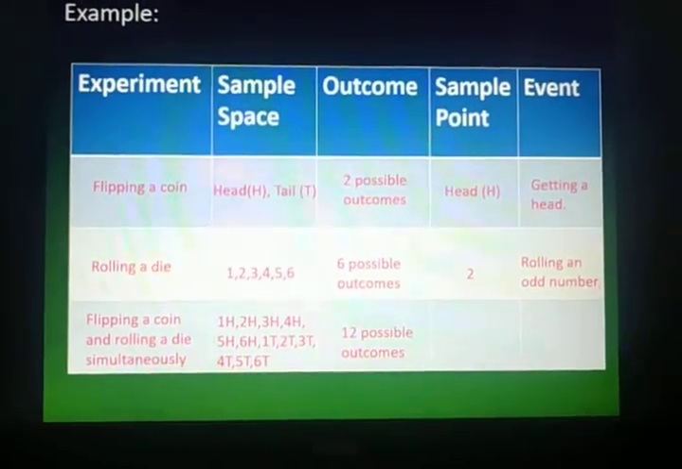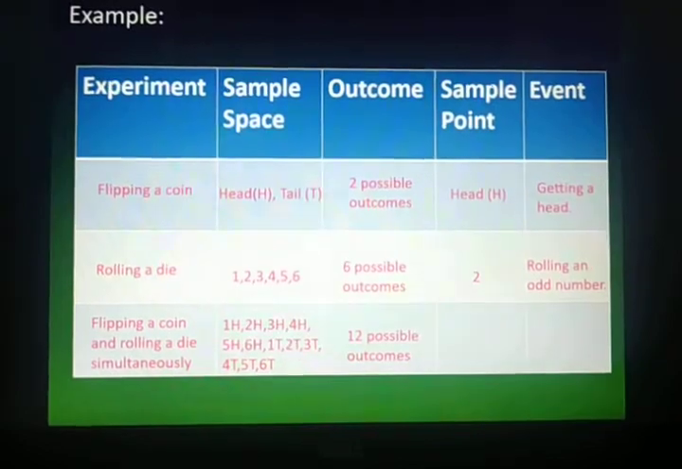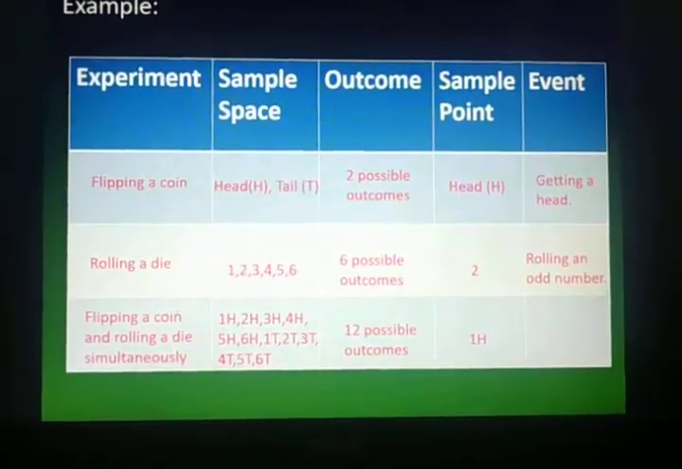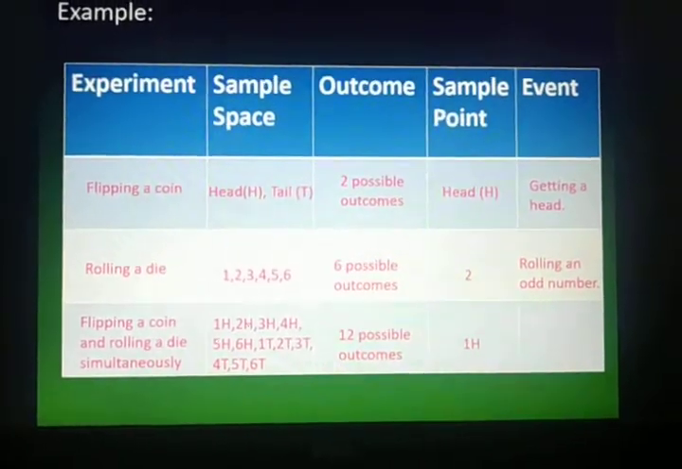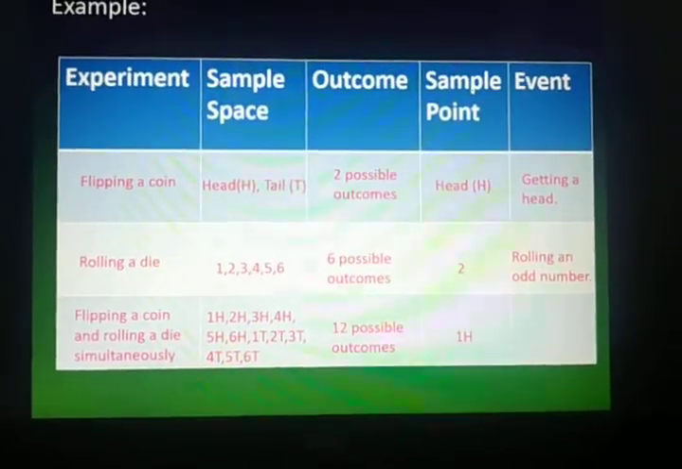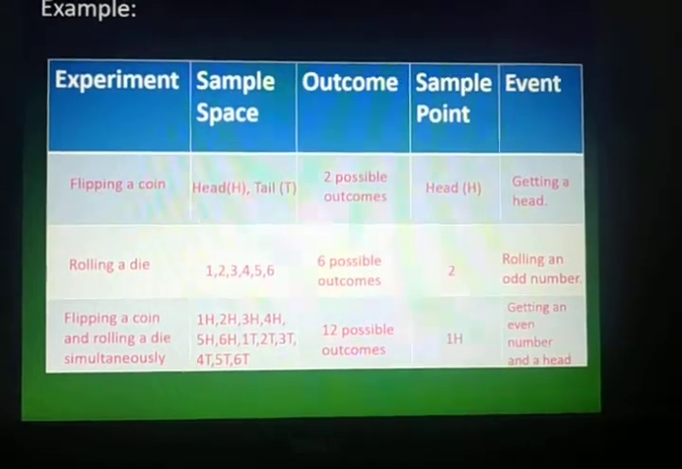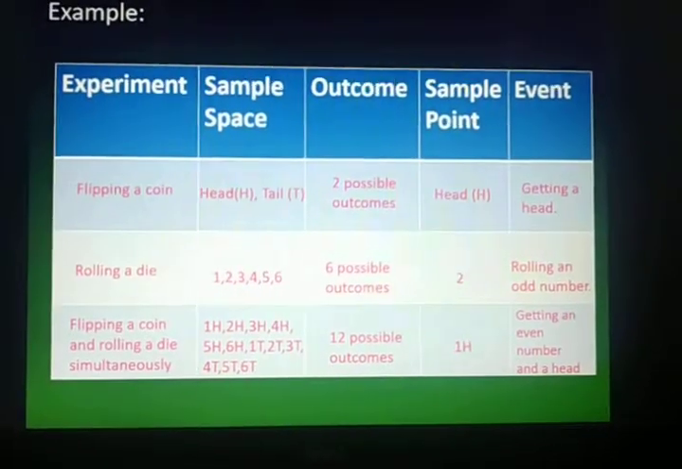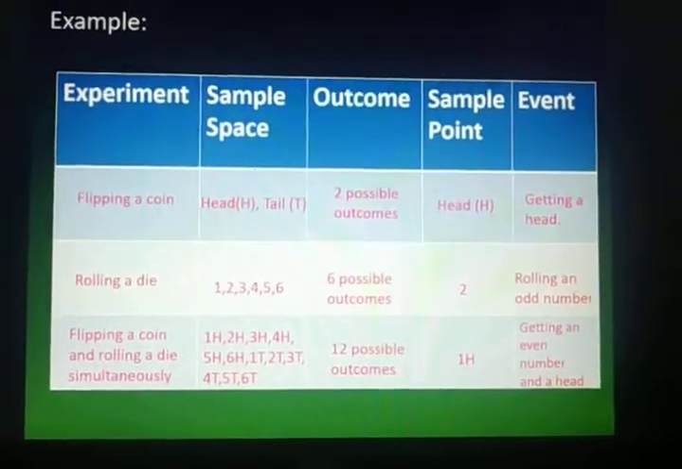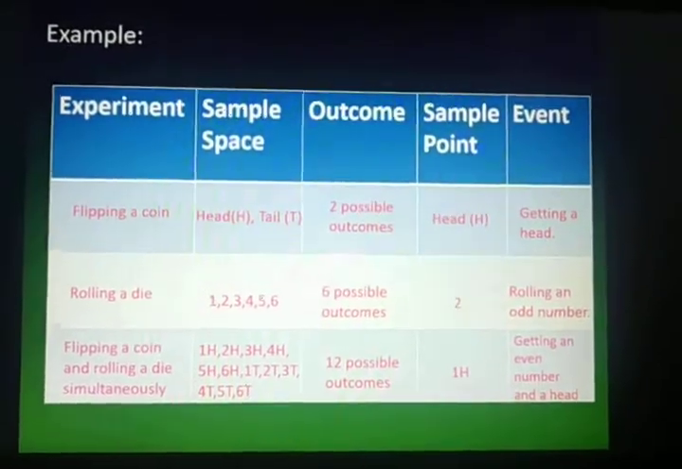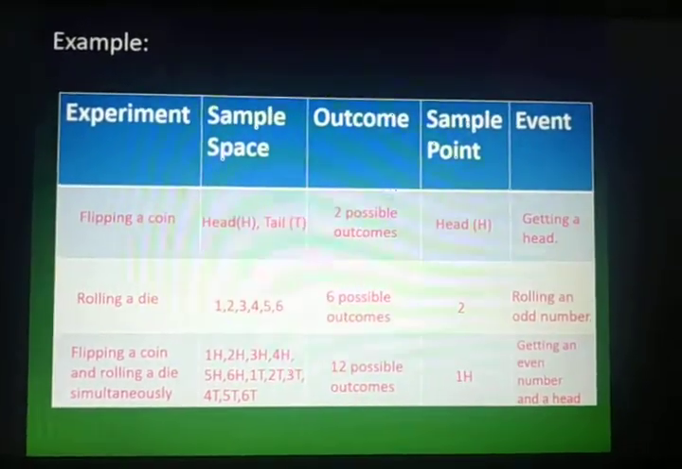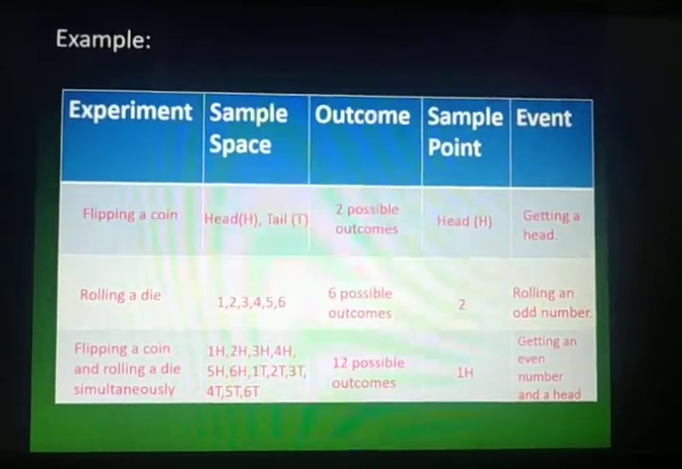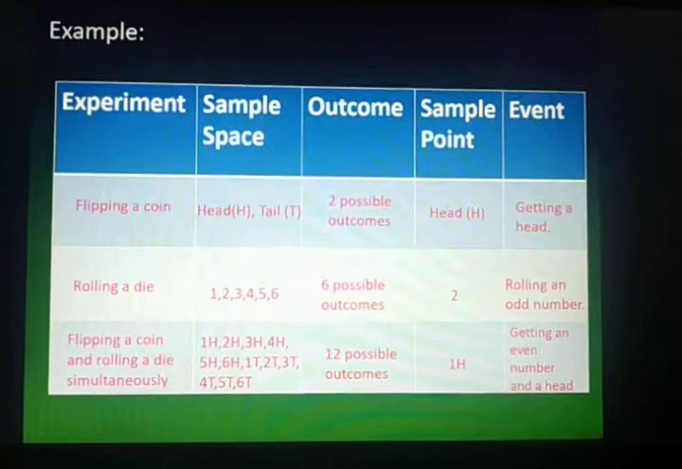And then, when you flip and roll a die at the same time, what comes out is, for example, 1 on the die and H, or head. So, 1H is a sample point. And an example event here is getting an even number and a head. So, I want an event where the die shows an even number and the coin shows a head. So, it's 2H, 4H, 6H. Three members make up that event.